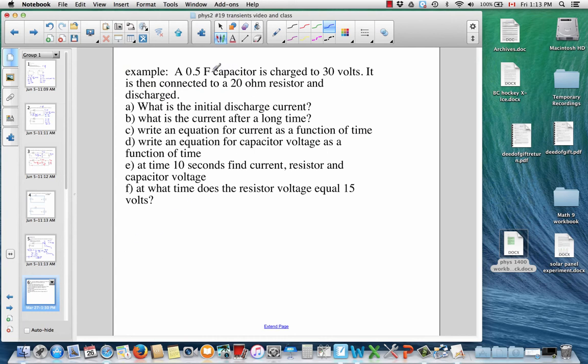All right, so here we have a capacitor that's charged up to 30 volts. Okay, so we'll draw the capacitor, and it's already charged up.